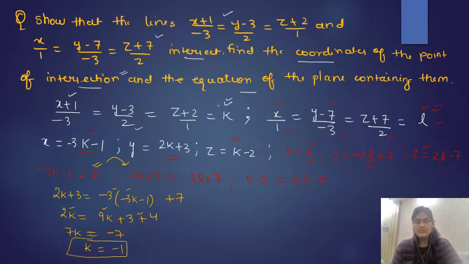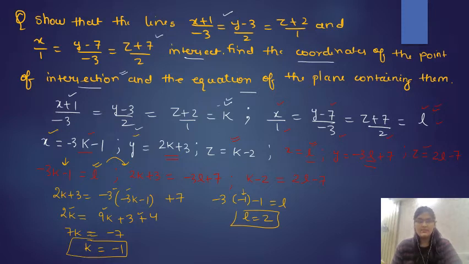So you have got this in terms of k, and if you substitute the value of k as minus 1 here, you will get your L. So minus 3 times minus 1 minus 1, so minus minus plus 3 minus 1 is 2, so L is 2.